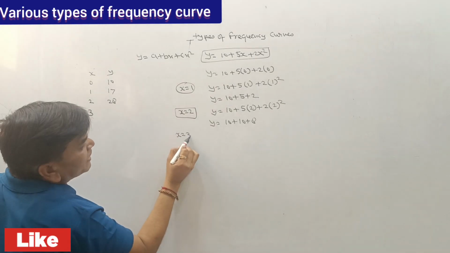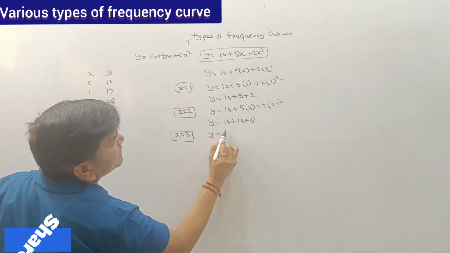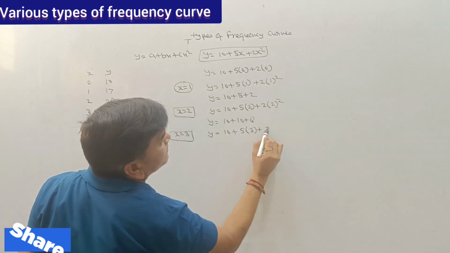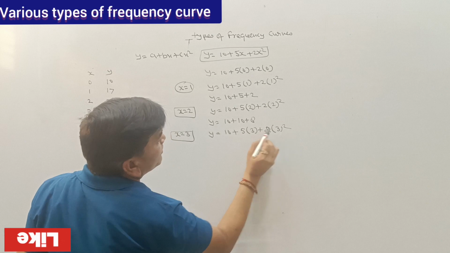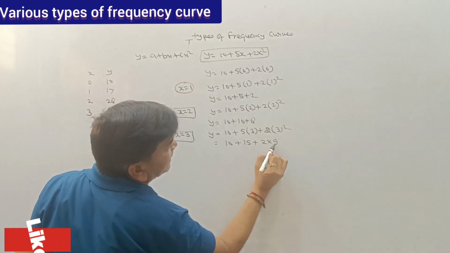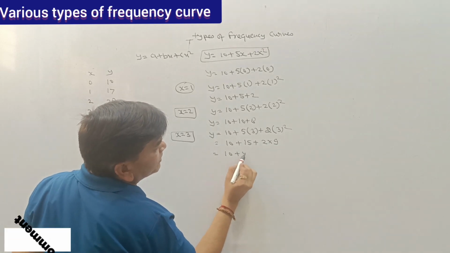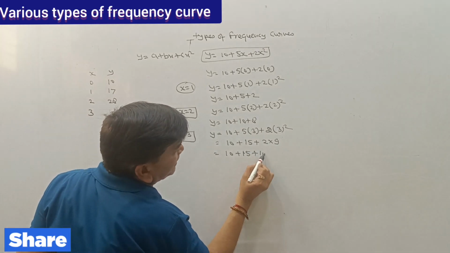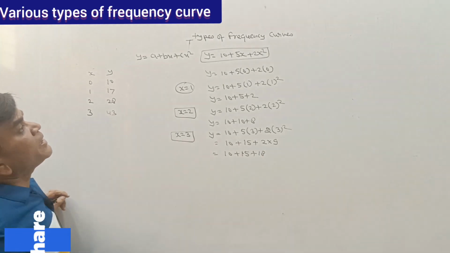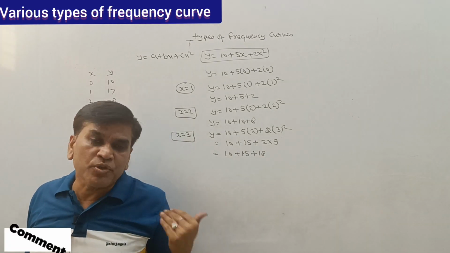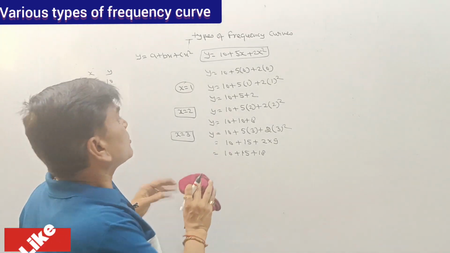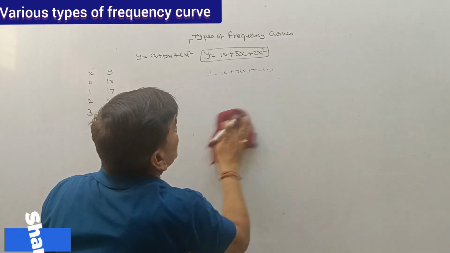If x is 3, then y = 10 + 5 × 3 + 2 × 3², that is 10 + 15 + 2 × 9, so 10 + 15 + 18, that is 43. So in the parabolic situation also you can plot on the graph paper. If you are to draw the graph, no problem at all.